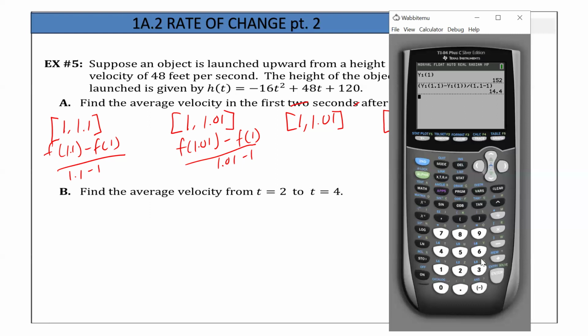Then you typed something in wrong. I put y1 in parentheses 1.1 out of parentheses minus y2. Y2 is not what I said. You're going back to y1 because our equation is in y1. Oh, that looks like y2. No, it's definitely a 1. So we get 14.4. And that's feet per second.